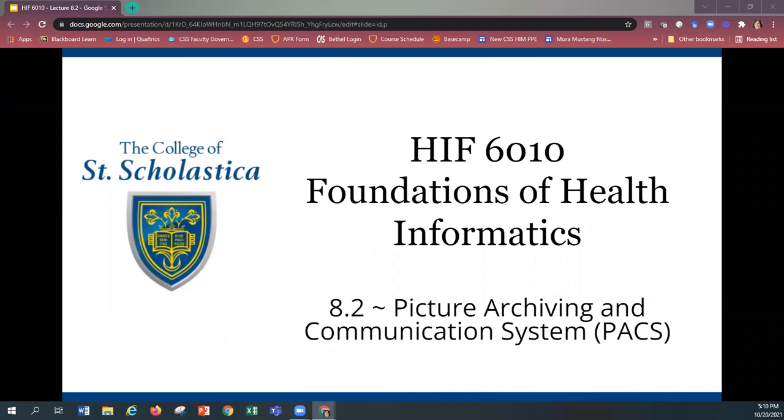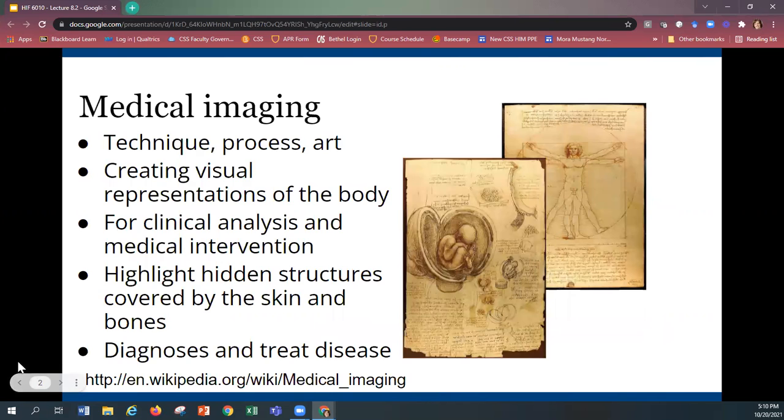Welcome everyone to lecture 8.2. The focus is on picture archiving and communication systems, also known as PACS. Before I dive into PACS, though, I want to talk a little bit about medical imaging and radiology and some of the different imaging that we have.